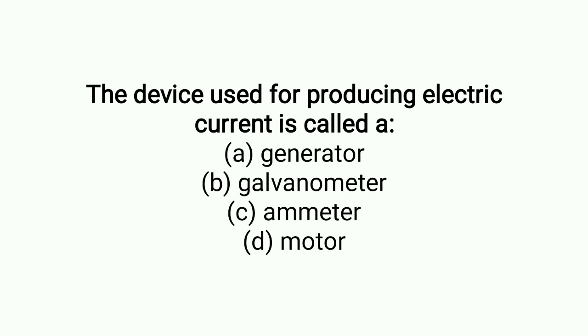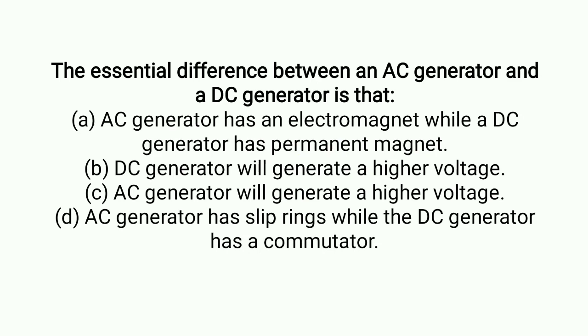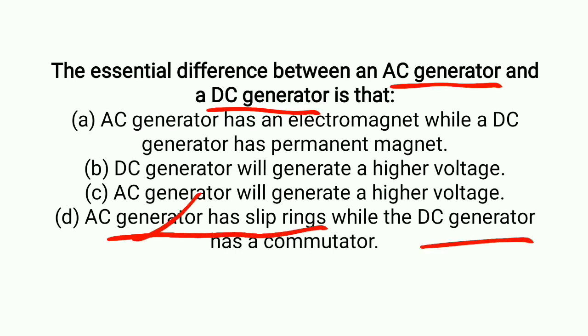The device used for producing electric current is the generator. It is the generator that will produce the electric current. Option A is the correct answer. The essential difference between an AC generator and a DC generator is that the AC generator has slip rings, whereas the DC generator has a commutator. So option D is the correct answer.